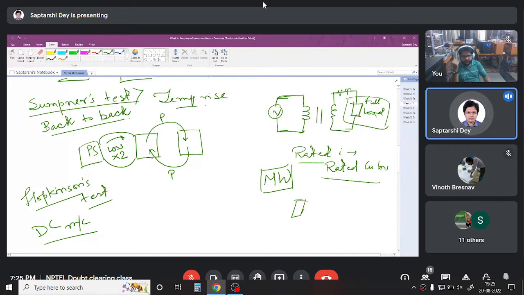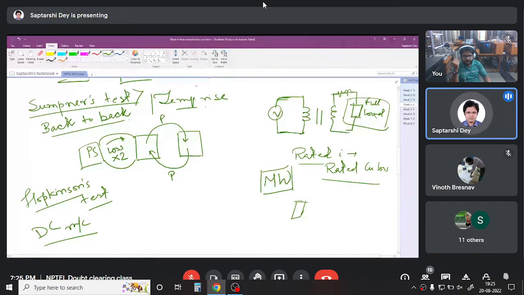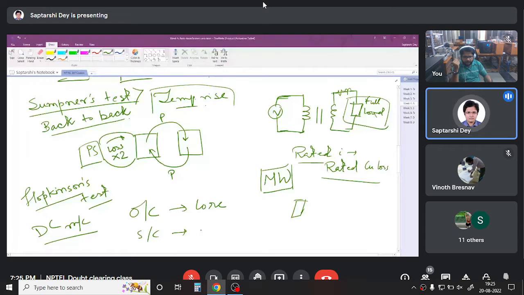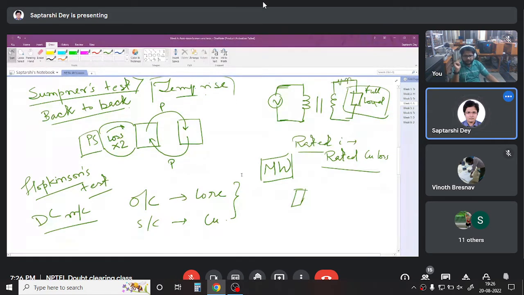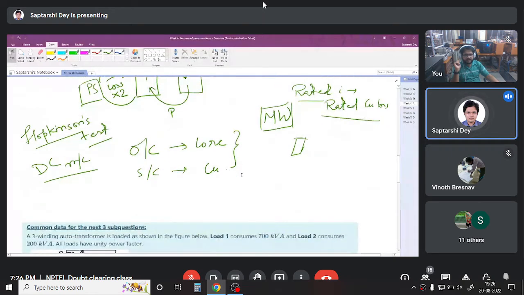So this is why we need the Sumpner test, to find out the temperature rise. Because if you do an open circuit test, you will get only core loss. If you do a short circuit test, you will get only copper loss. But to measure the temperature rise, you have to have both the losses occurring together. So you have to have rated voltage and rated current at the same time. That is why the Sumpner test is required. We cannot replace the Sumpner test with short circuit or open circuit tests.